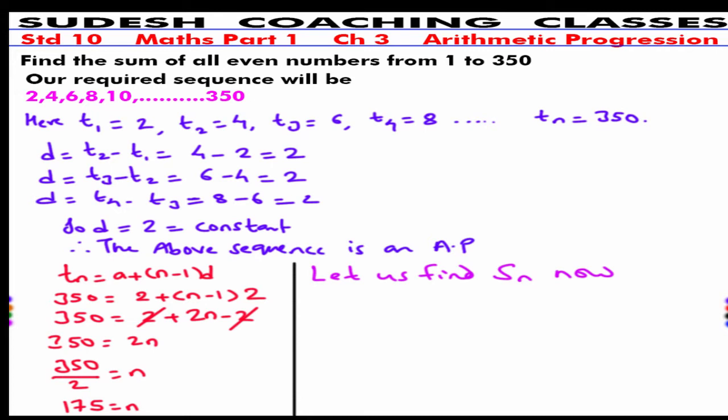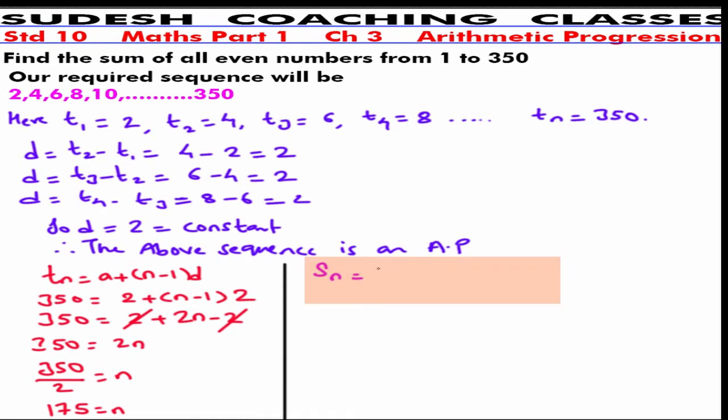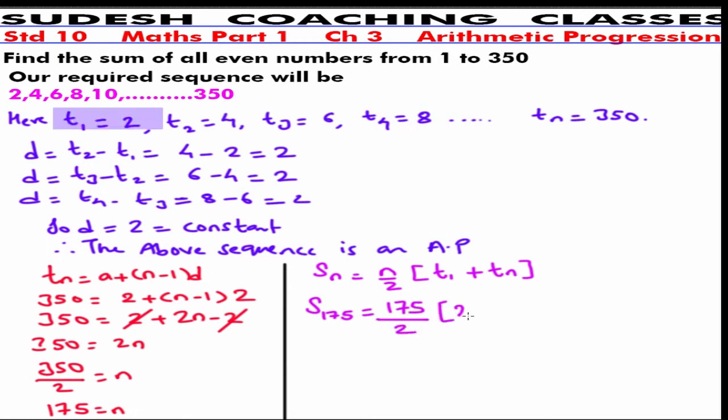Now let us find the Sn. We know the formula of Sn as n upon 2 into T1 plus Tn. S175, because n is equal to 175, we are going to substitute n equal to 175 everywhere. S175 is equal to 175 upon 2. What is the first term? It is 2 and the last term Tn is equal to 350.